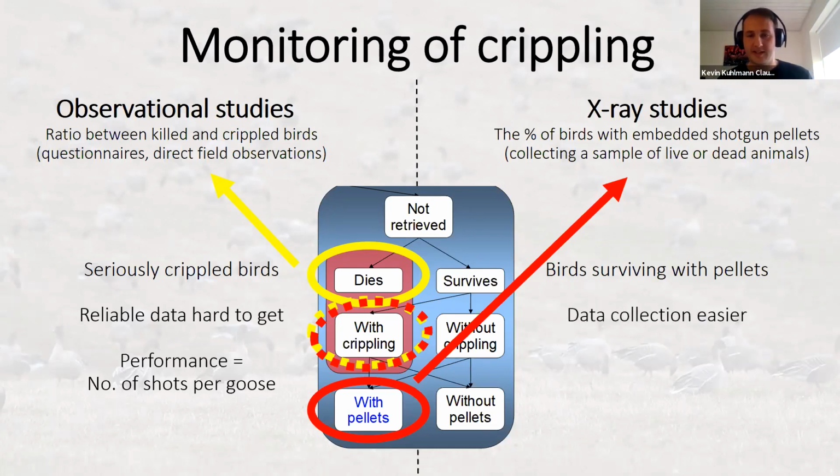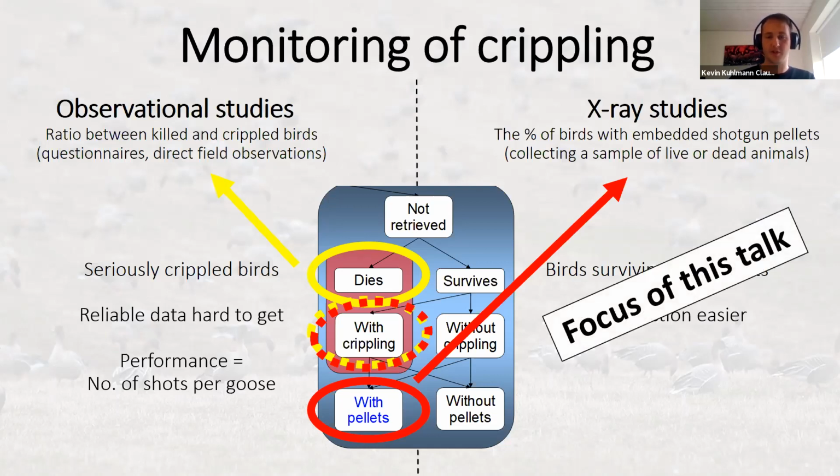The X-rays, on the other hand, I would say data collection is easier. It's still cumbersome, of course, but at least it's more scientific, and you can compare different samples in space and time with each other, comparing the percentage of birds with embedded shotgun pellets in a very objective, scientific way. And this will be the focus of the talk from here on, because this is where most of the work has been done, both in Denmark and beyond.